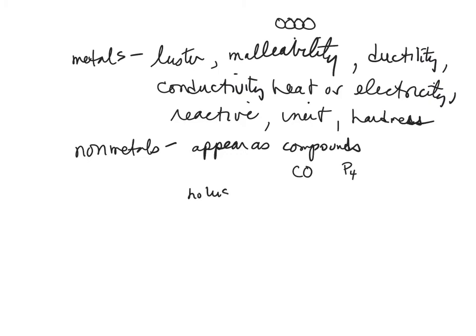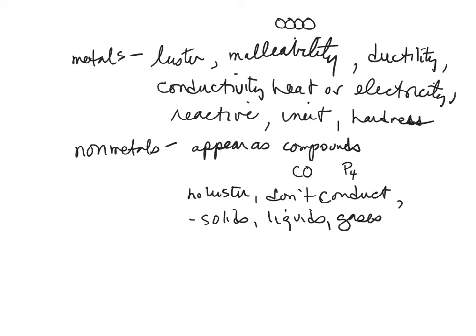There's no luster. They're not malleable. They're not ductile. They don't conduct. They can be reactive. They can be inert. And hardness is not really an issue. They can be solids, liquids, or gases. An example in the halogen table, group 17 or 7A: solid would be I2, liquid would be Br2, and a gas would be Cl2.